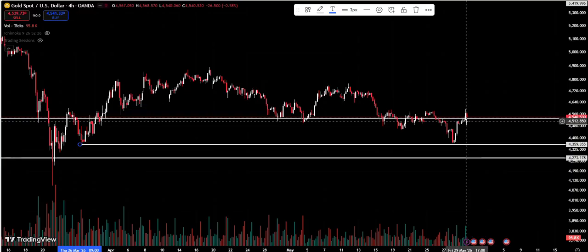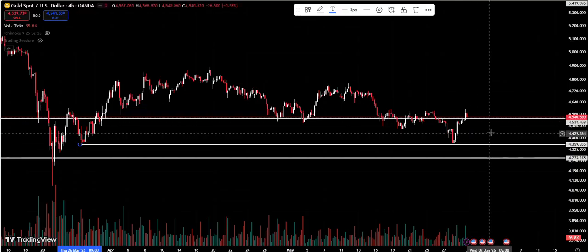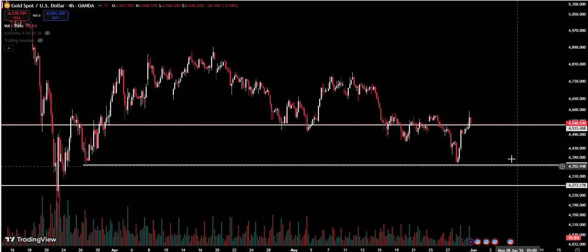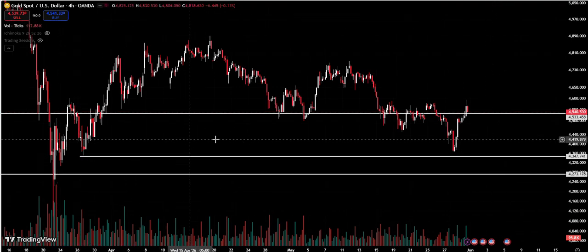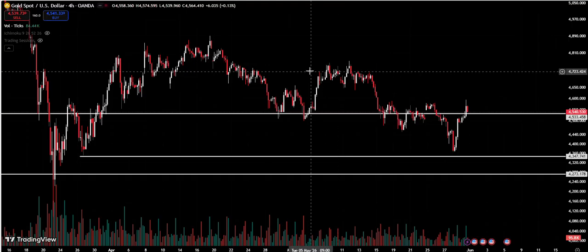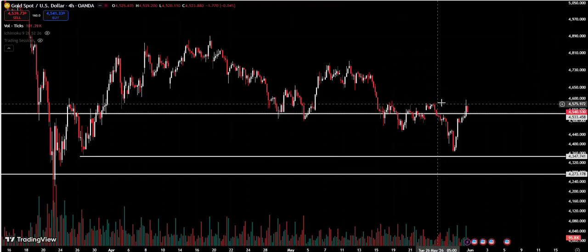Now what we can expect from the market, after rejecting from this exact support area, is to break these resistance zones, where the market already swept the liquidity from this area.